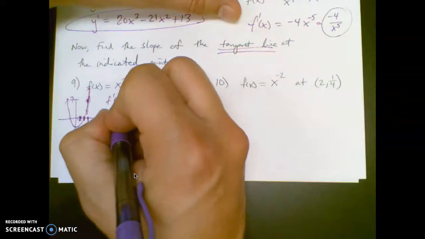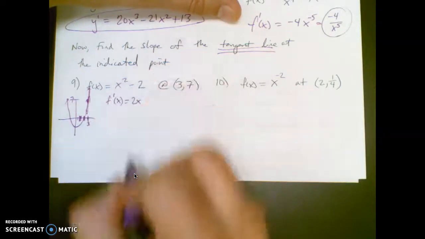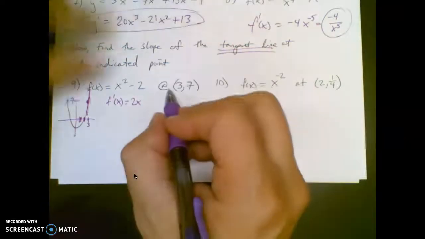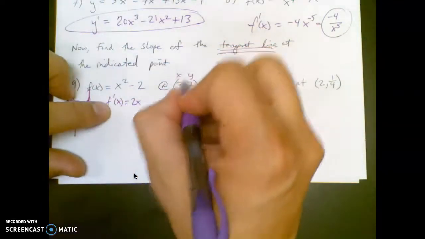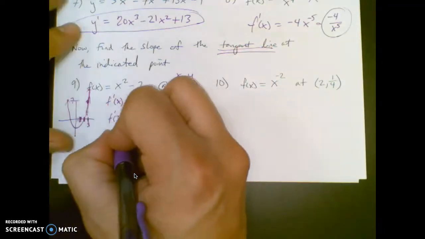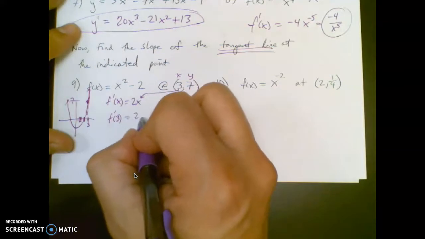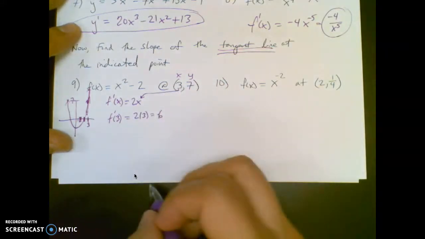Well, it's pretty easy. Just take the derivative. I don't have to do that long limit definition of derivative. And I can find the slope at any point with this equation. So I want to find the slope at this point. So f prime of 3 will tell me the slope when x is 3, which is 6. That's a pretty steep line.